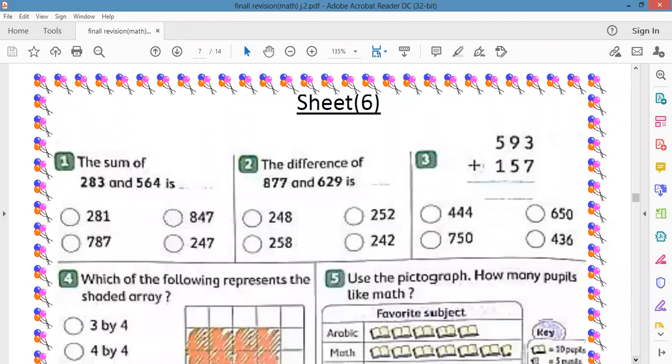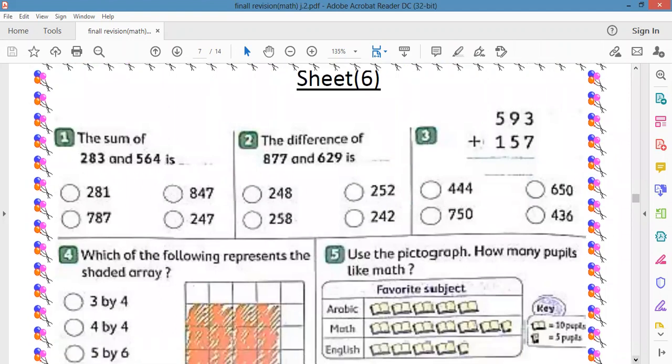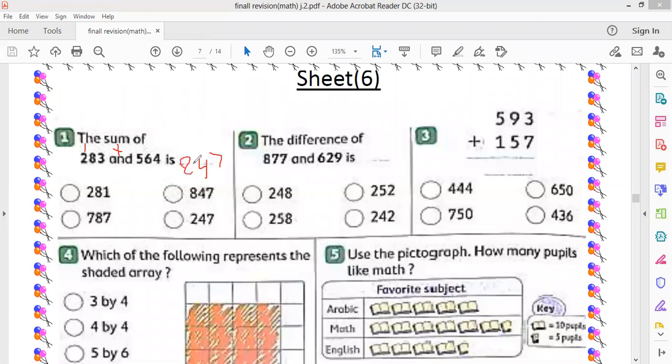Open page number 6. The sum of 283 and 564. We start with what? We start with ones. 3. The sum means what? The sum means plus. 3 plus 4 equals 7, and 8 plus 6 equals 14. We write 4 and raise 1. 1 plus 2, 3, and 3 plus 5, 8. 847.